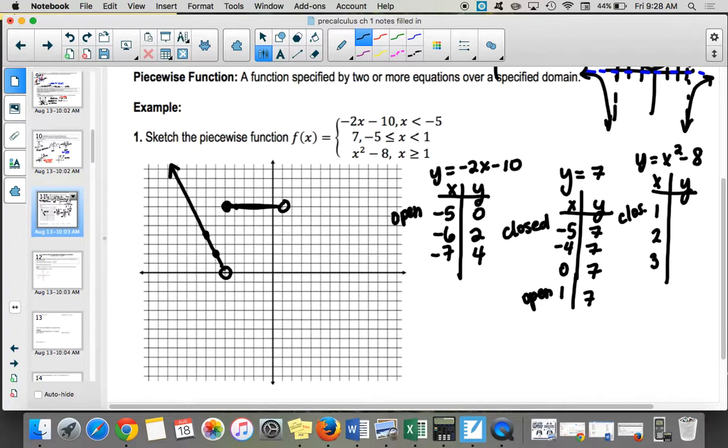So when I plug in 1, I get negative 7. When I plug in 2, I get negative 4. When I plug in 3, I get 1. So 1, negative 7, 1, 2, 3, 4, 5, 6, 7, and it's closed. 2, negative 4, 3, comma 1. Okay, and just kind of draw a little bit curvy so it doesn't look like a line. It's like that. That's our piecewise function.